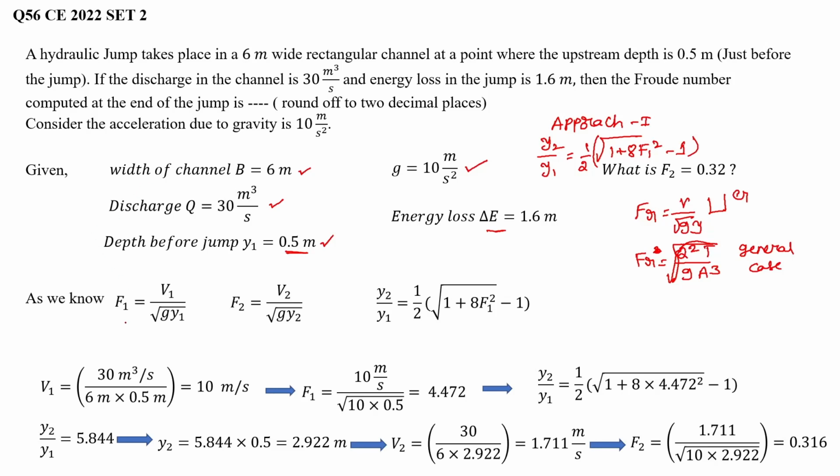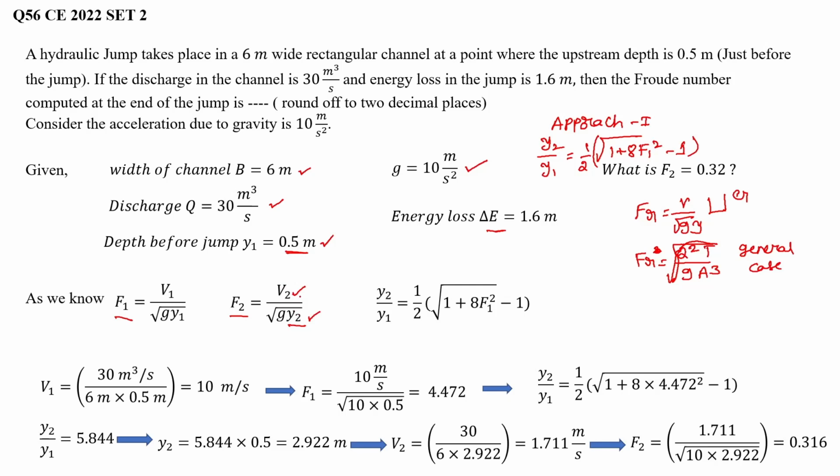So what we do is that first we'll calculate the Froude number at the upstream section. To calculate the Froude number at the downstream section, which is the required answer, we need to know the depth after the jump as well as the velocity after the jump.